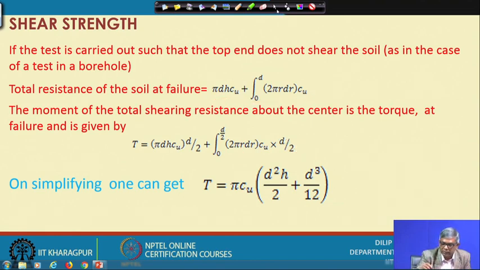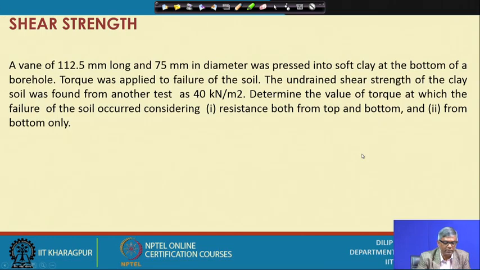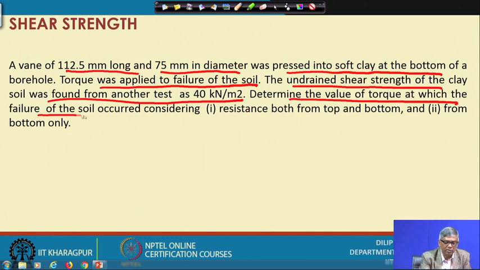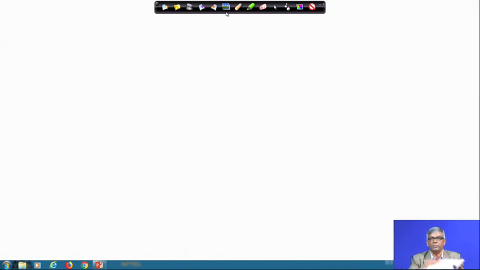Next, I can give you one example of this. The problem is: a vane 112 millimeter long and 70 millimeter diameter was pressed in soft clay at the bottom of a borehole. Torque was applied to failure of the soil. The undrained shear strength of the clay was found from another test to be 40 kilonewton per meter square. Determine the value of torque at which failure of the soil occurred, considering resistance both from top and bottom, and from bottom only.